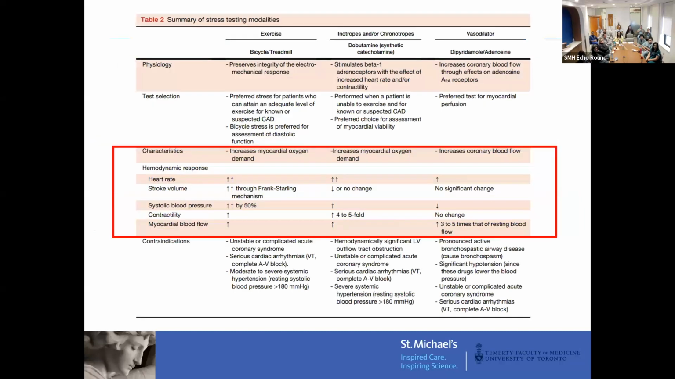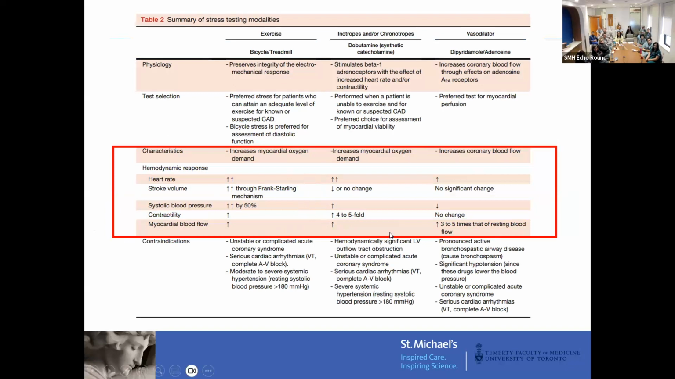This is directly out of the ASE guideline. It's a summary of the testing modalities and how to compare and contrast them. I just want to draw your attention to the hemodynamic differences. So with exercise stress, you have an increase in your oxygen demand, you have a dramatic increase in your heart rate, your stroke volume, your systolic blood pressure, and your contractility. You obviously increase your blood flow, and that's the most physiologic response that you can get.